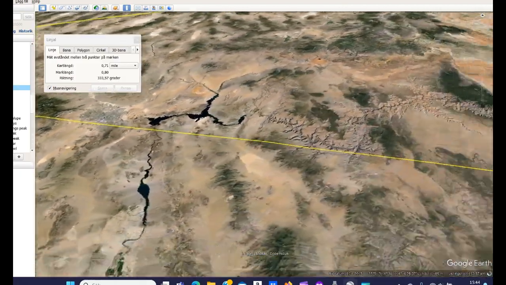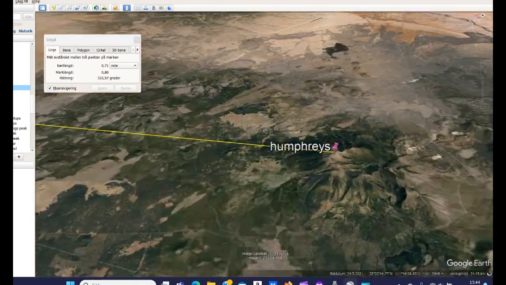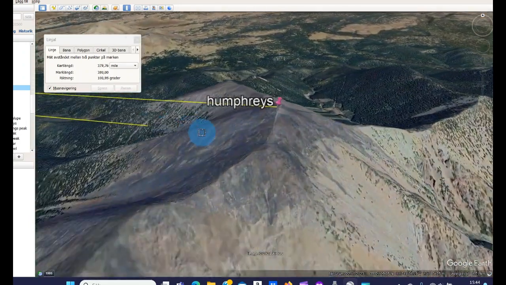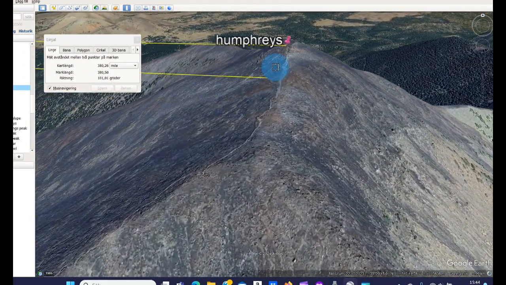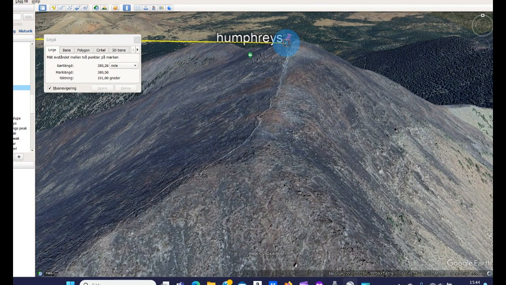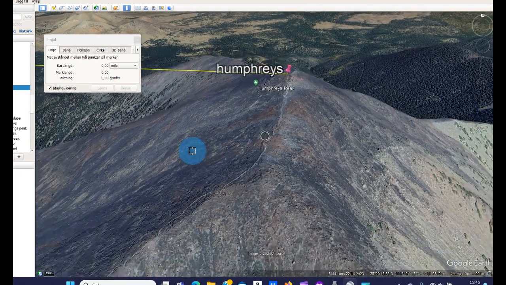And here we are towards Humphreys Peak. And 380.5 miles is what we should find thereabouts here. And if you look, here is the peak. And if you look in the measure tool, we have just around 380.5 in the middle row here in miles. So very, very near exactly.